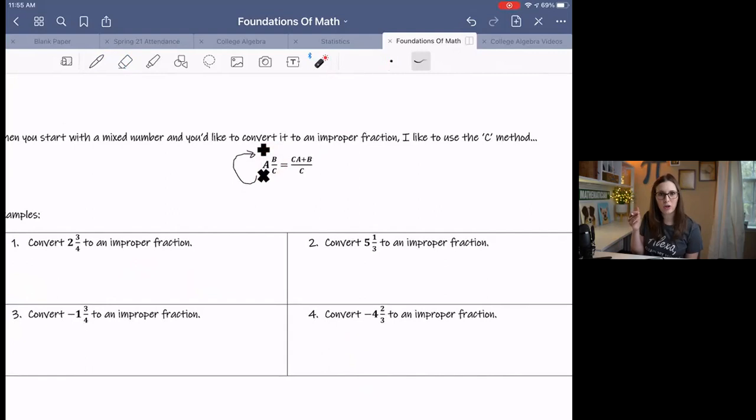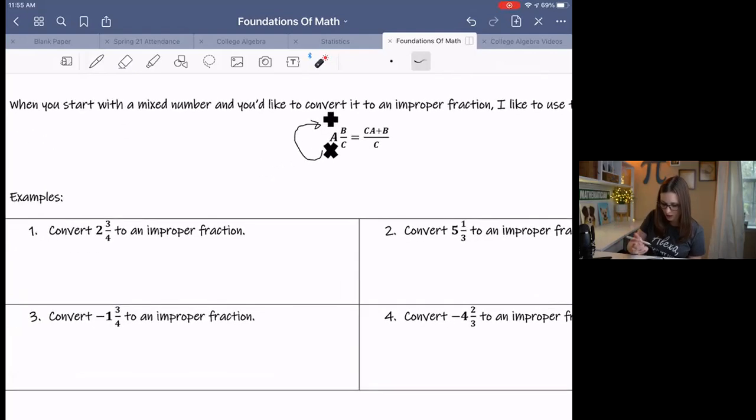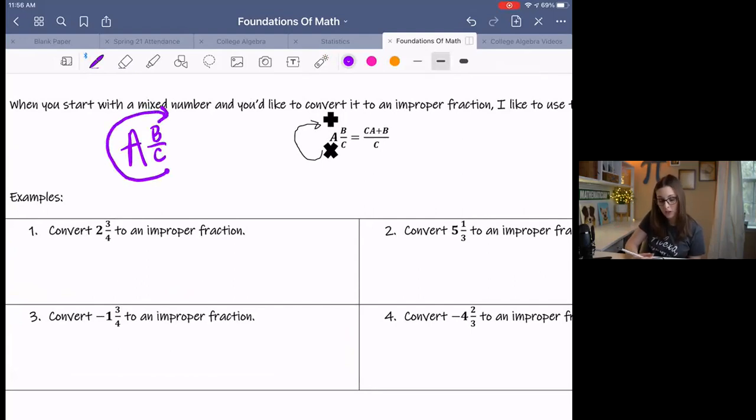I've heard it called about Texas. I don't know where that came from, but some of my students have said it. So if you've heard of that, that's what that is. And this is kind of a poor drawing of it, but basically what you're doing is, if we've got this mixed number, you're starting down here and you're working your way around. You're going to multiply the denominator times the big number, and then you're going to add that top piece.